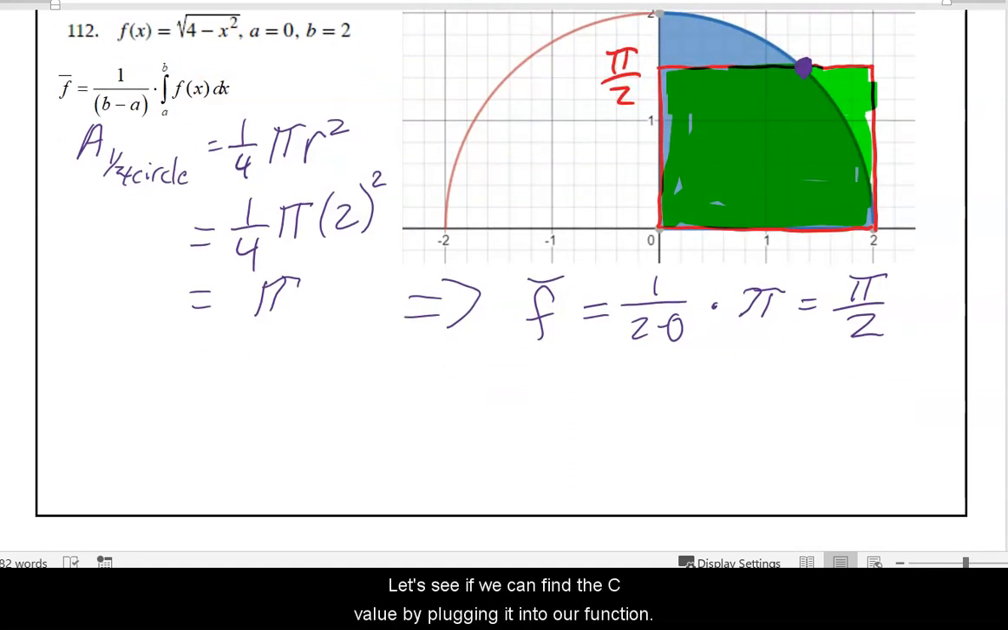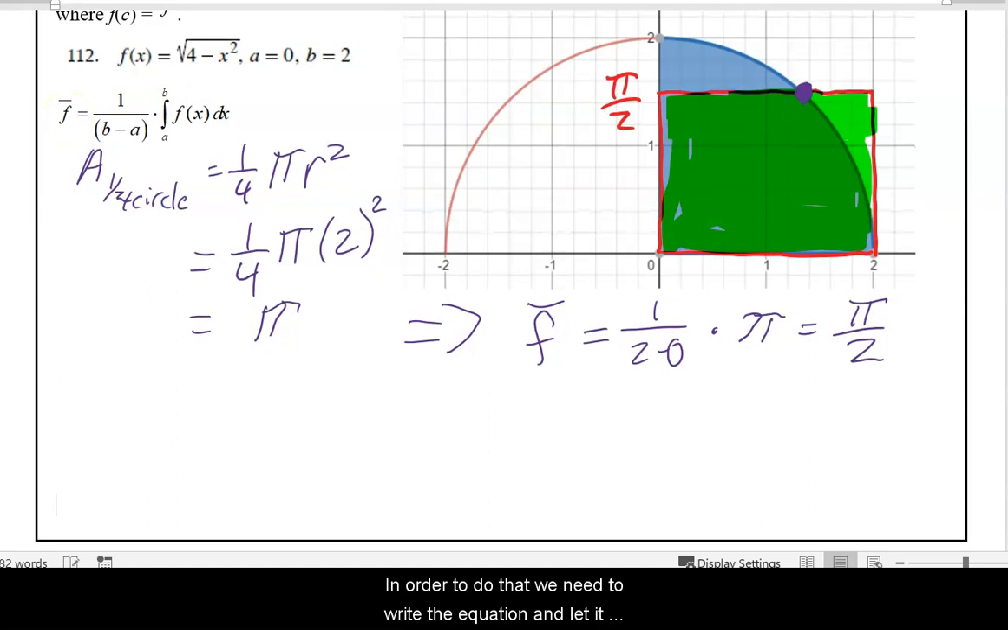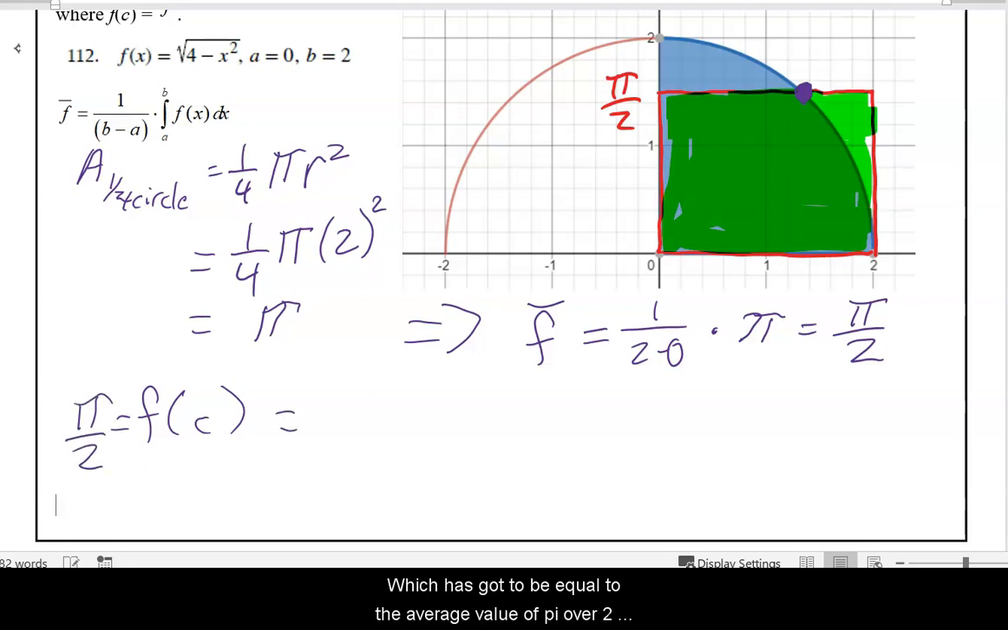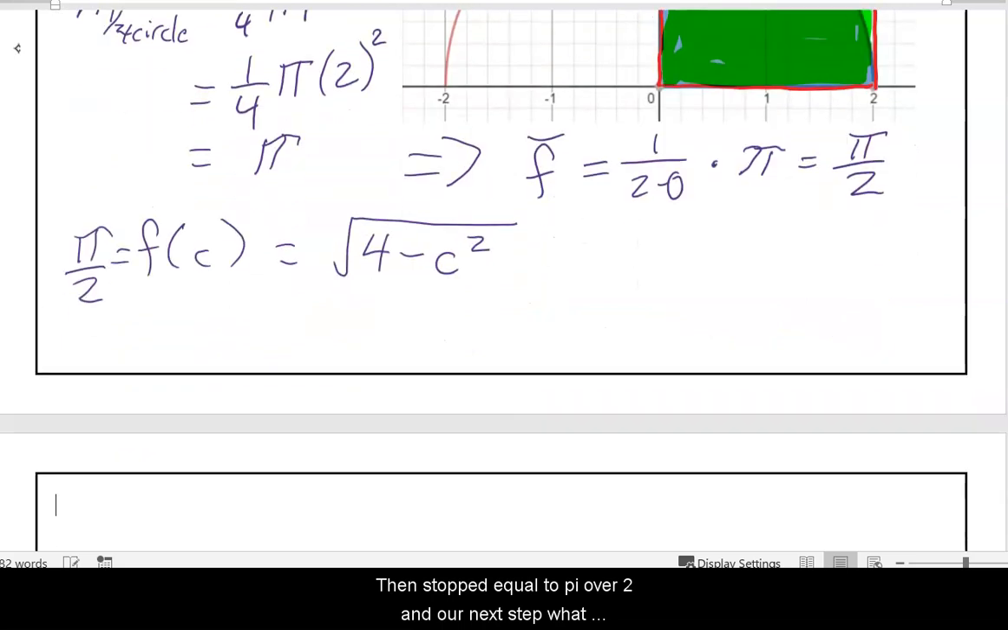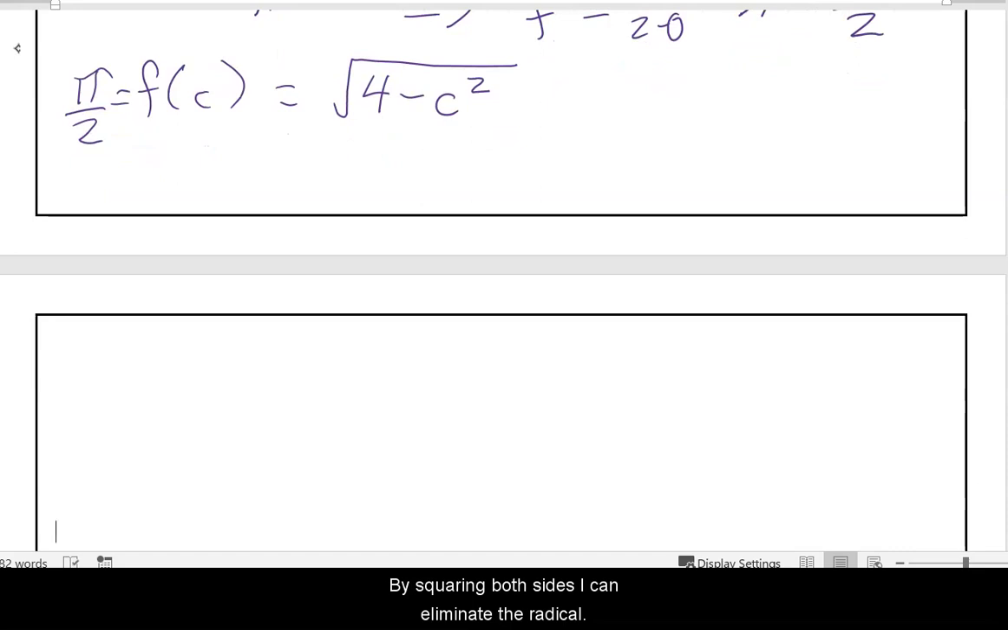Let's see if we can find the c value by plugging it into our function. In order to do that, we need to write the equation and let it be equal to f of c. That means that f of c, which has got to be equal to the average value of pi over 2, has to also be equal to the square root of 4 minus c squared. Since that's equal to pi over 2, in our next step, what we should do is square both sides in order to get rid of the radical. By squaring both sides, I can eliminate the radical.